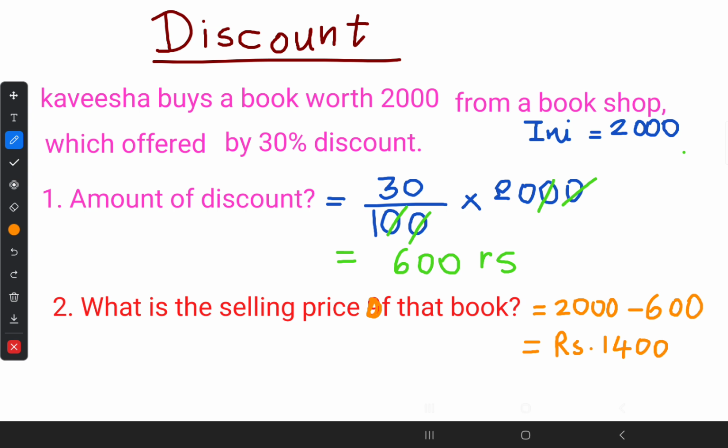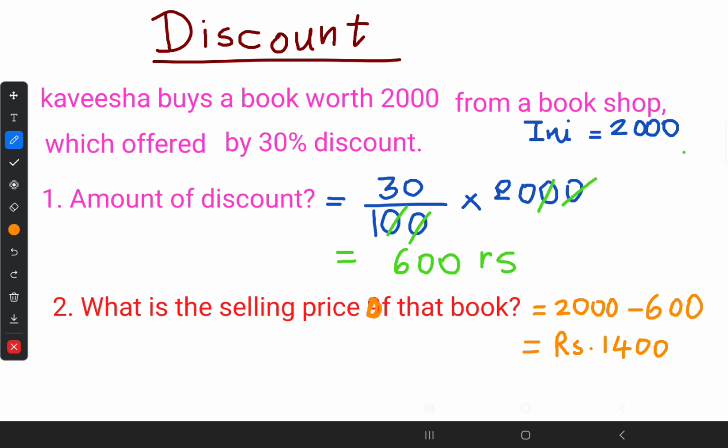Let's look at a quick recap. Original price 2000 rupees and discount percentage is 30 percentage. So you should express the percentage as a fraction, 30 upon 100, multiplied with the original price 2000. After simplification, we found the discount amount as 600 rupees.